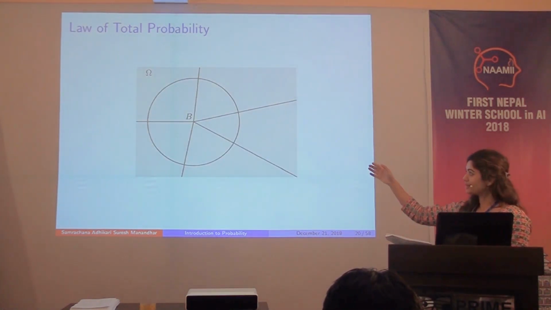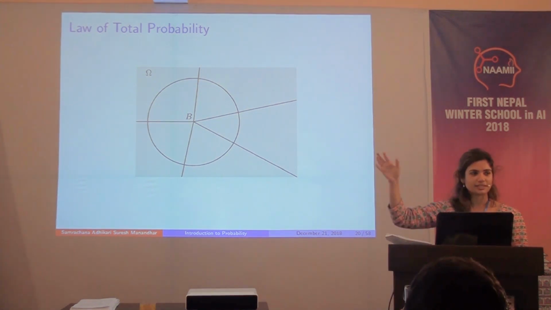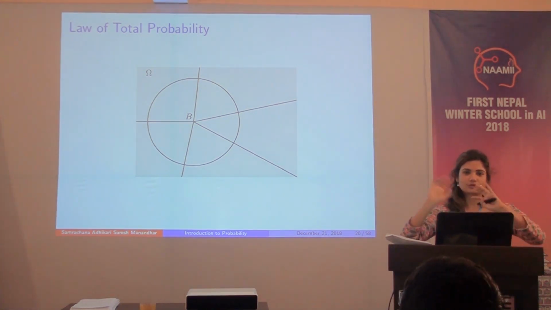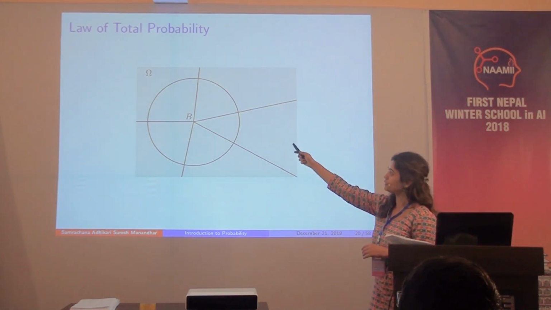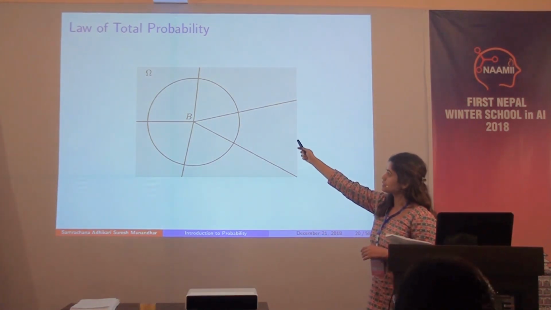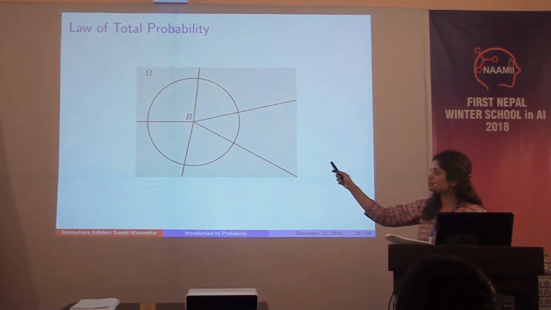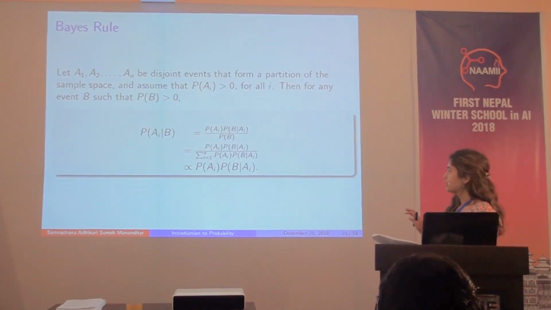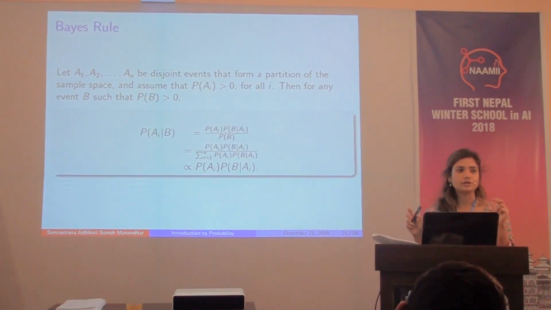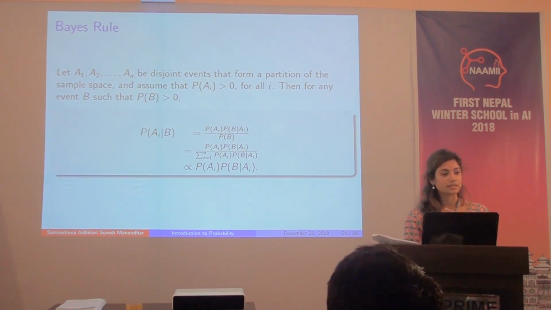So when we think about it graphically, it makes more sense. You're just splitting this event into different disjoint pieces, and then we know A1 and B, A2 and B, which is the area of each of those smaller pieces. And if you add it up, you can get the probability of B. And these concepts are used quite a lot in probability and also in statistics.